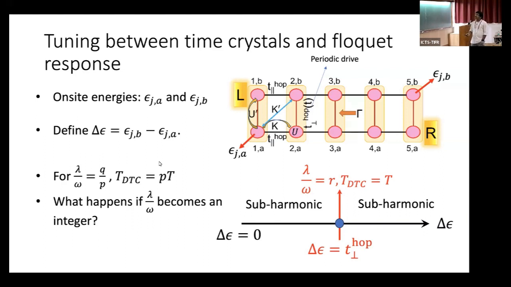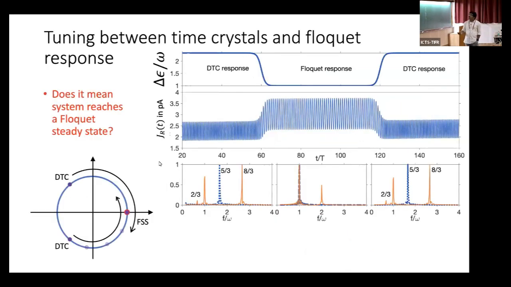When my delta epsilon is 0 or some value that gives me lambda by omega as a rational fraction, I get a DTC response. And at a value when delta epsilon is exactly equal to the magnitude of the interchain hopping, I get lambda by omega as an integer. That means my DTC period is exactly the same as the Floquet response. Now if I deviate from this point, I again start seeing a subharmonic response.